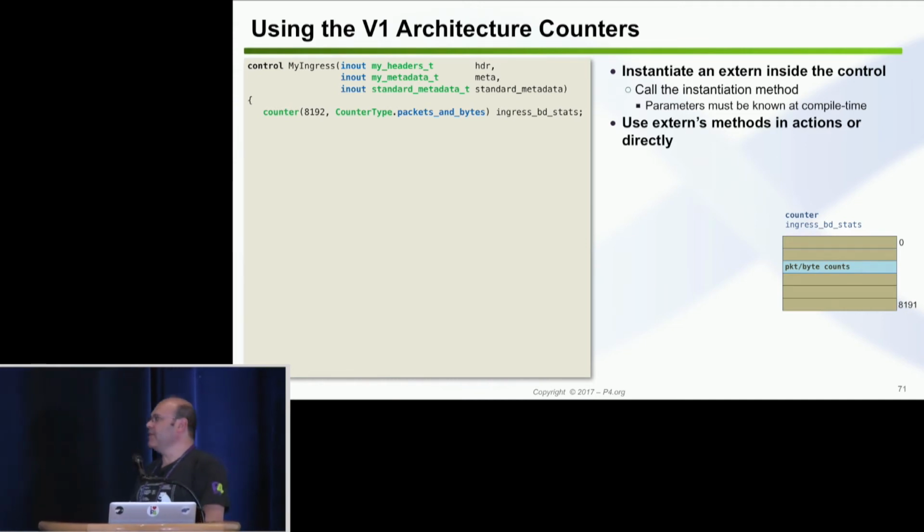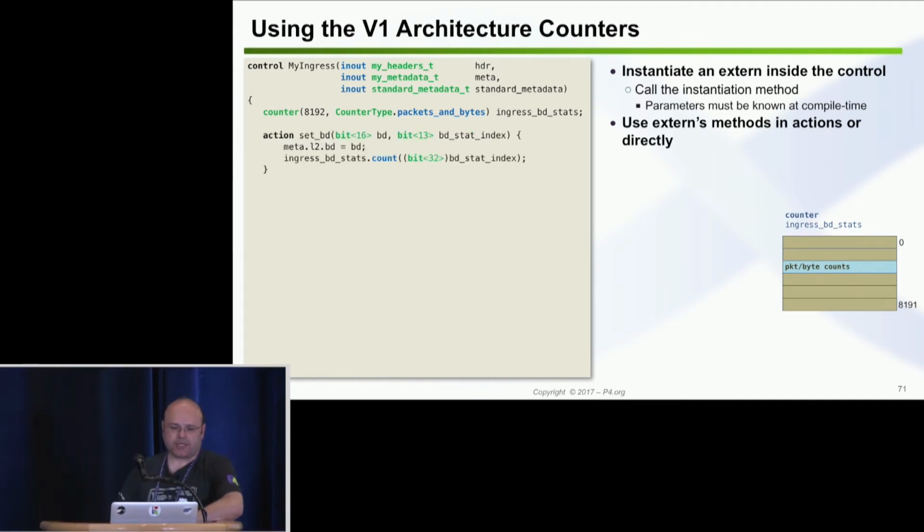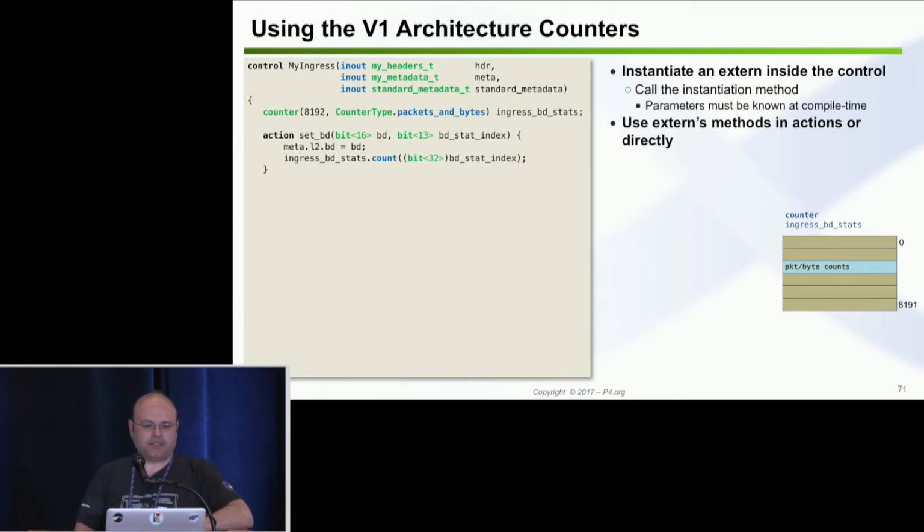Now we can use the methods in our actions, or we can use them directly. So here I just decided to define an action called setBridgeDomain. One of the things it will do is take an argument called bridgeDomainStatIndex and increment the counter at this index inside ingress BD stats. You can see this in the last line of the action definition.